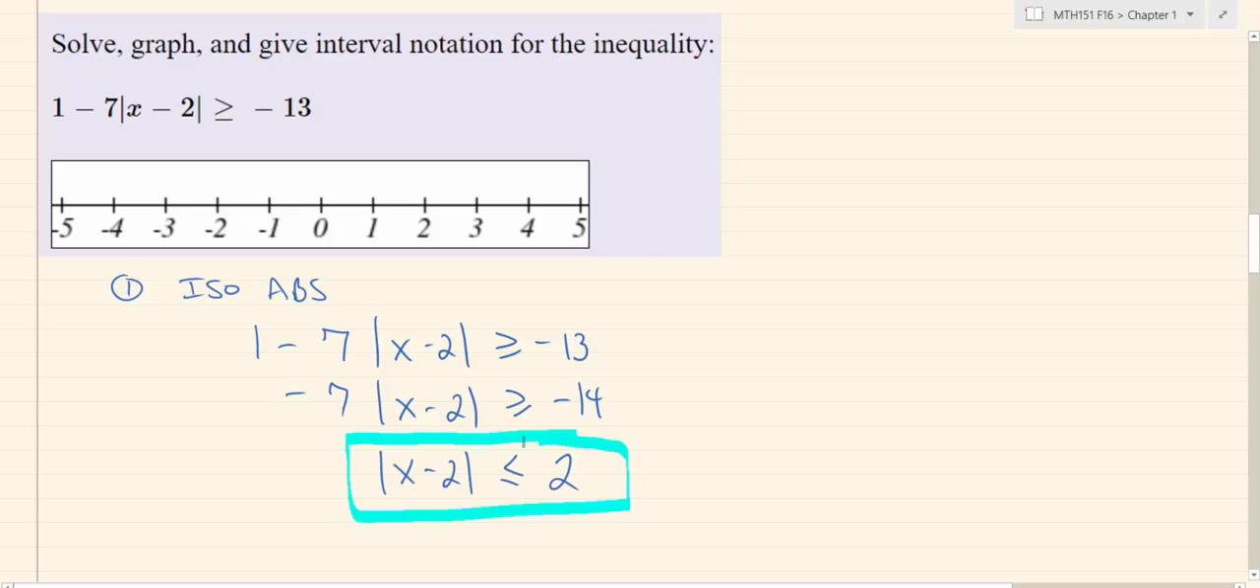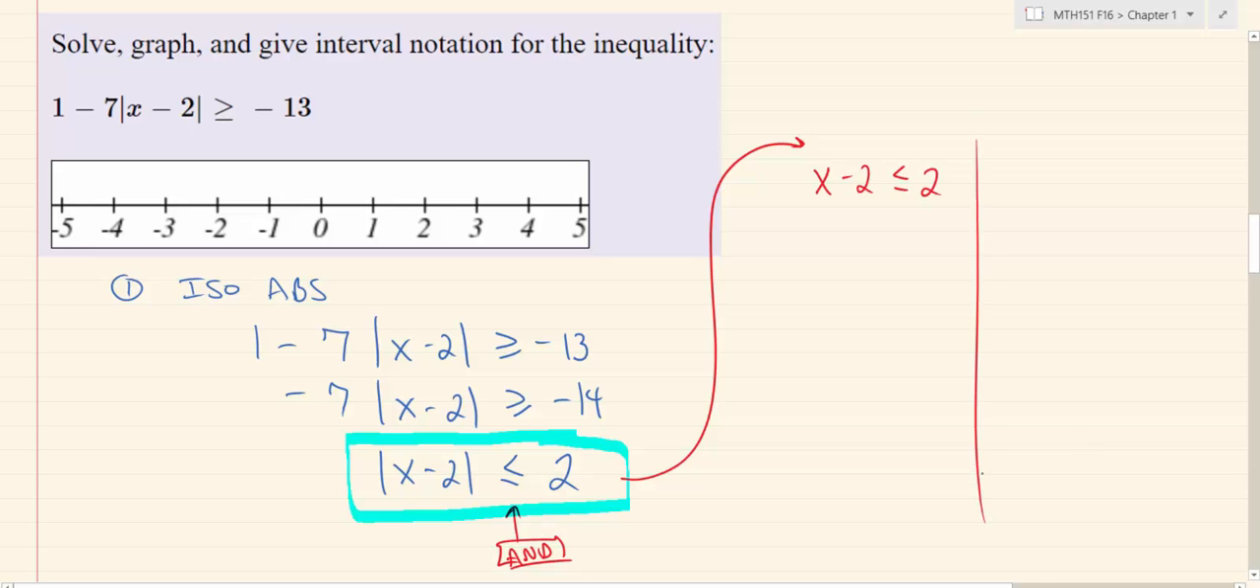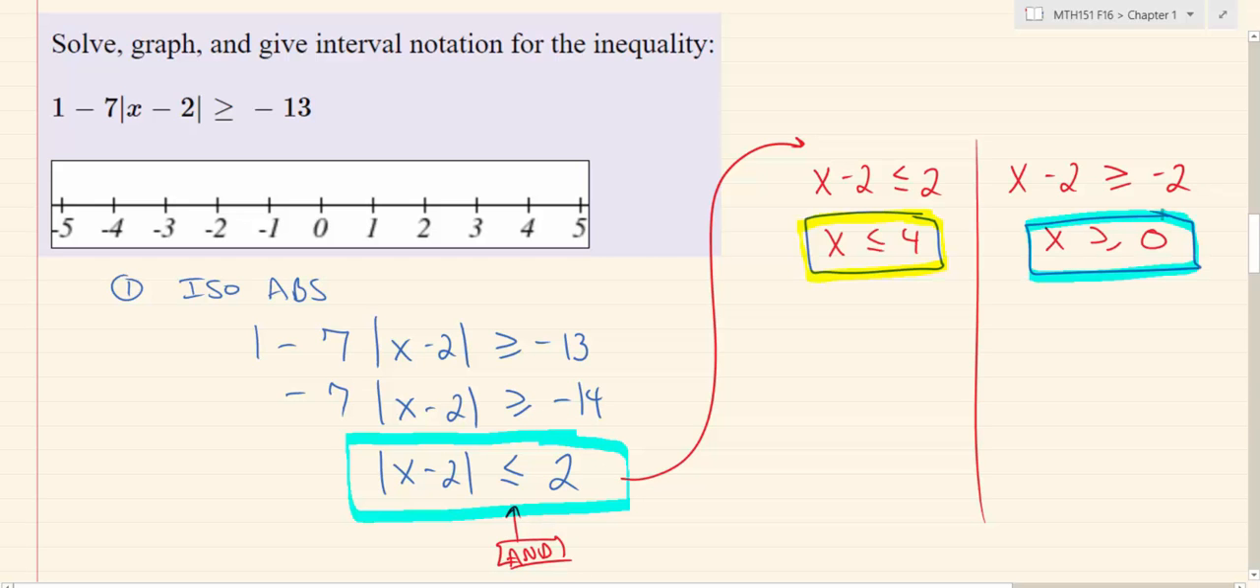Now we have our solution, and right away, if you take a look at the inequality symbol, you see that this is a less than or equal to. That means we're going to be dealing with an AND situation once we get our solutions. To find those solutions, we're going to branch. Our positive branch is x minus 2 is less than or equal to 2, and the negative branch is x minus 2 is greater than or equal to negative 2. We solve each one of these independently. Now we have our two solutions. The first one is x is less than or equal to 4, and the second one is x is greater than or equal to 0.